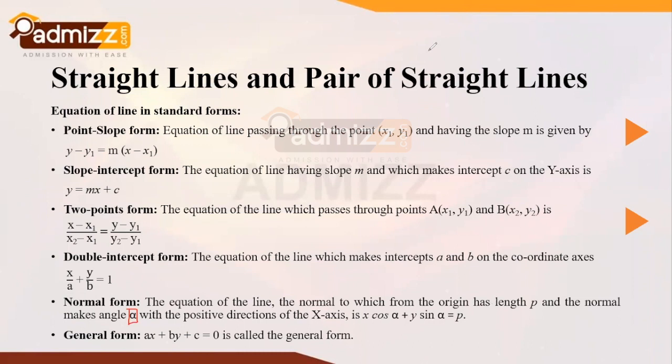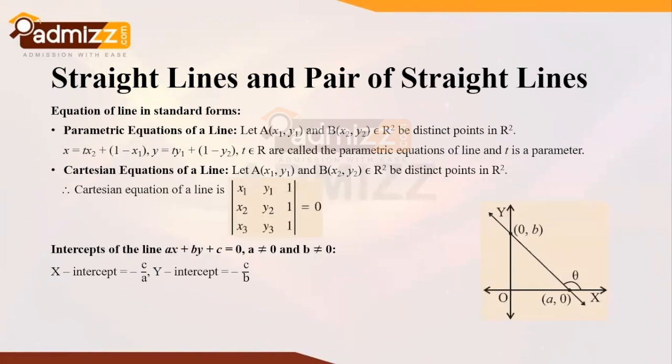Now the last part of this equation of line in standard forms which we are about to discuss is the general form. The general form of the equation of a line is ax plus by plus c equals 0. So these are the basics which you are supposed to have a look at before appearing for your examination. After going over these basics, you will definitely be able to simplify your problems with ease.